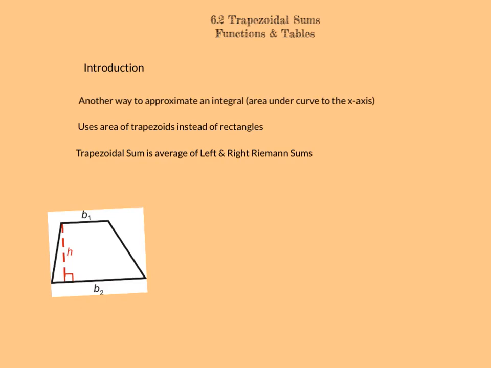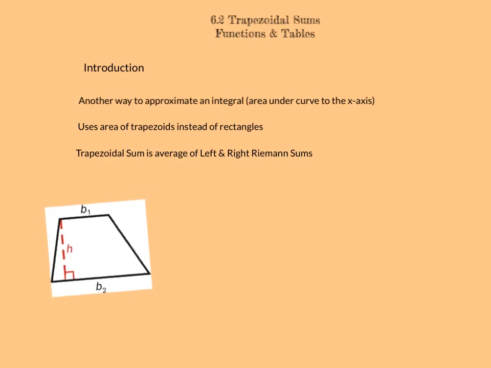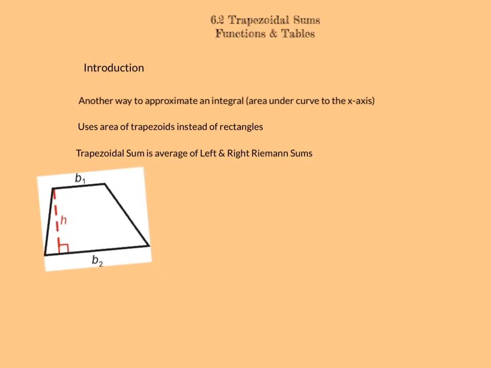Hey AP Calc, welcome to 6.2 Trapezoidal Sums. This is just another way to approximate the integral, which again is the area under the curve down to the x-axis. And instead of Riemann sums, which are rectangles, we're going to use the trapezoidal sum, which uses, you guessed it, trapezoids. For those of you that it's been a long time since geometry, this is a trapezoid right here in all its glory.